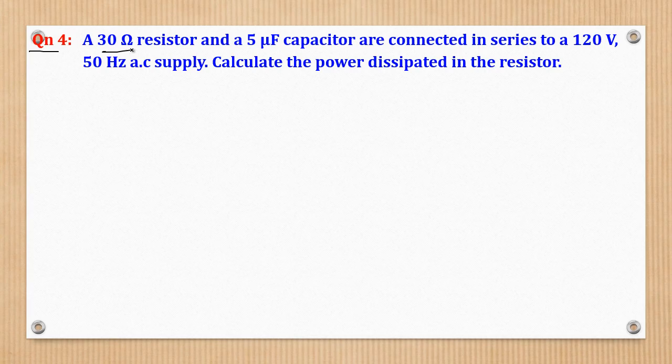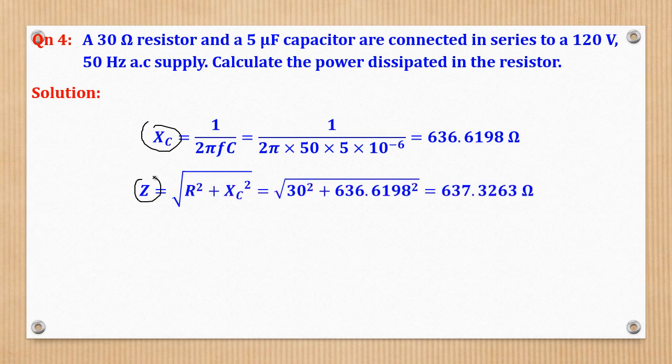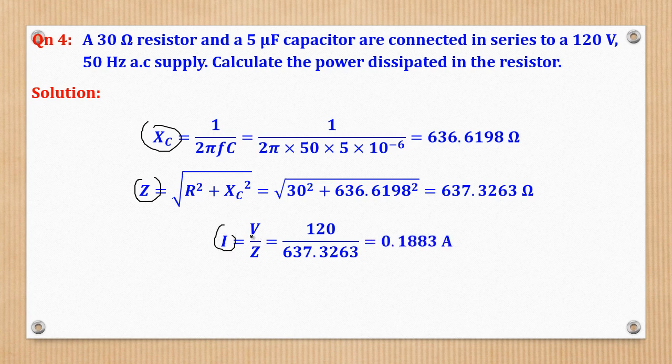Question 4 says a 30 ohm resistor and a 5 microfarad capacitor are connected in series to a 120 volt 50 Hz AC supply. Calculate the power dissipated in the resistor. So we shall still first get current, but before we get current, you need to get capacitive reactance, which will be used to get the impedance. After impedance, we can now get current, which is V over Z, and from current, we can calculate the power dissipated, which is I squared R.